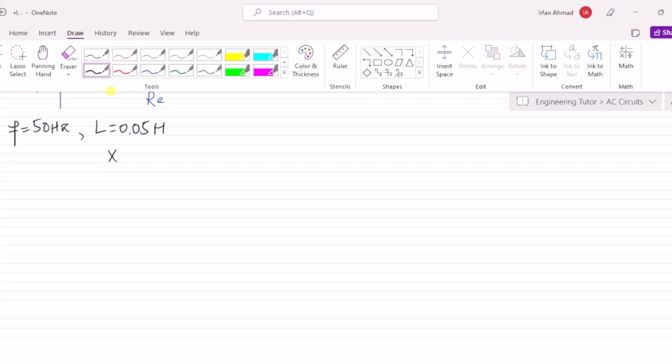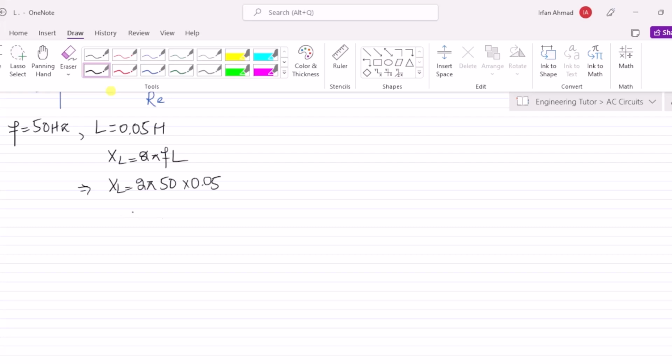So again we can see that XL is equal to 2 pi FL. Here we know the value of f because it was given here as 50 hertz, but in the previous question the frequency was in radians. So now let me do it in this manner. XL is equal to 2 pi, and the value of F is 50, while the value of L is 0.05.